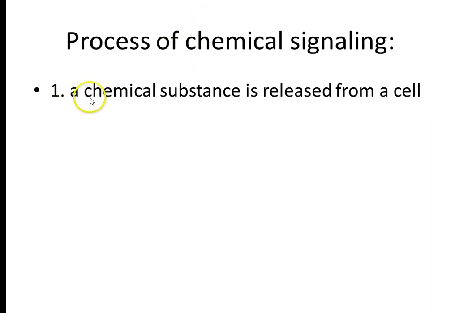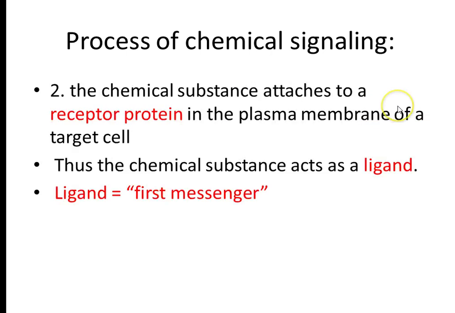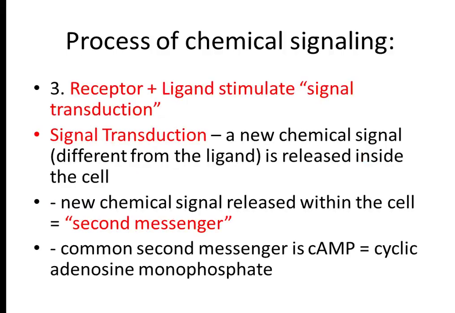So a chemical substance is released from one cell. This chemical substance will then attach to receptor proteins. Notice that's in red. So these receptor proteins in the second cell will pick up the chemical substance released from the first cell, and this chemical substance acts as a ligand. Remember, a ligand is a term for anything that is picked up by these receptor proteins. So this ligand is our first messenger.